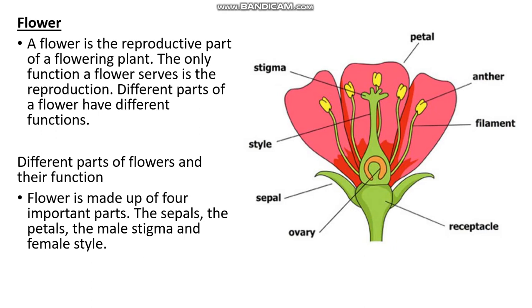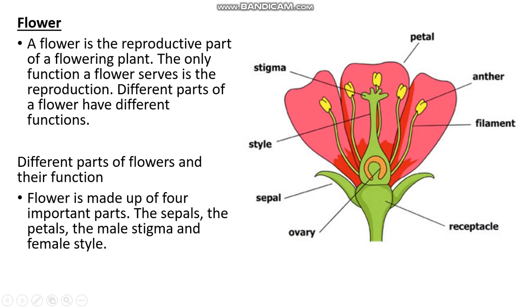The only function of a flower is reproduction. So we can see the different parts of a flower have different functions. The green sepals protect the bud. The petals are brightly colored and scented to attract insects for pollination.